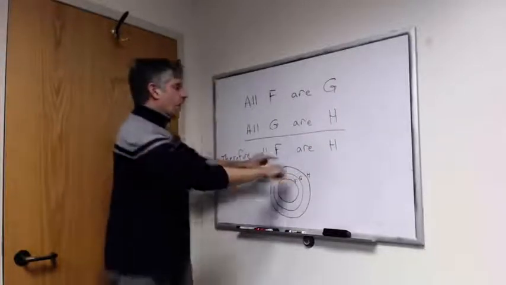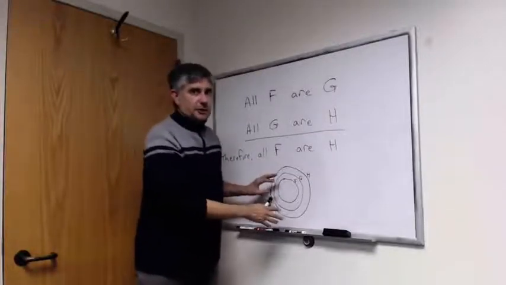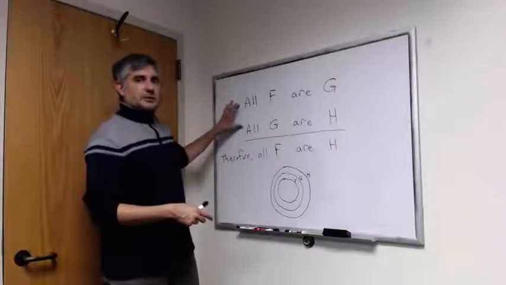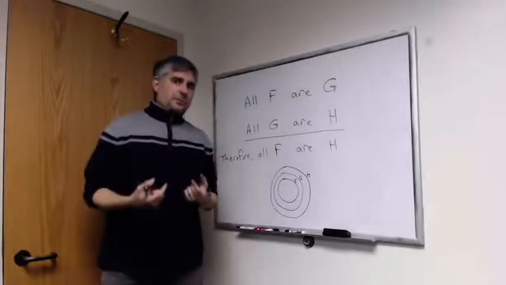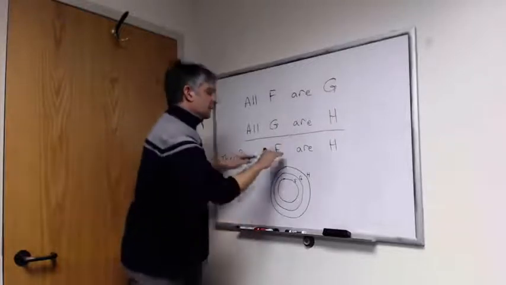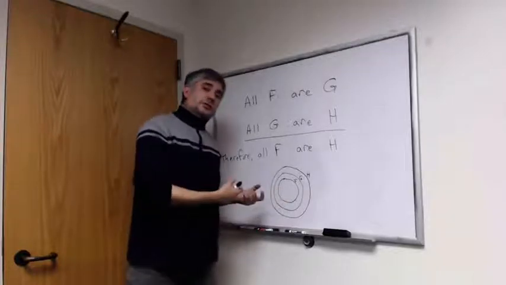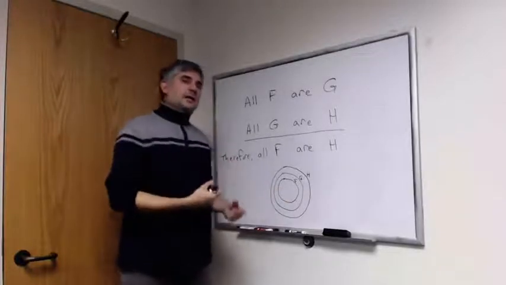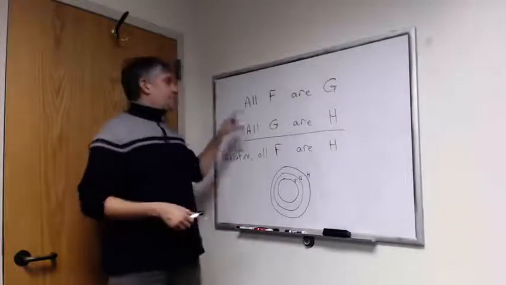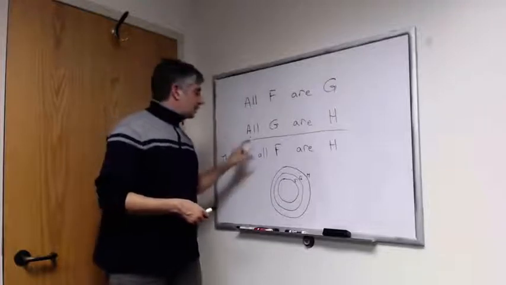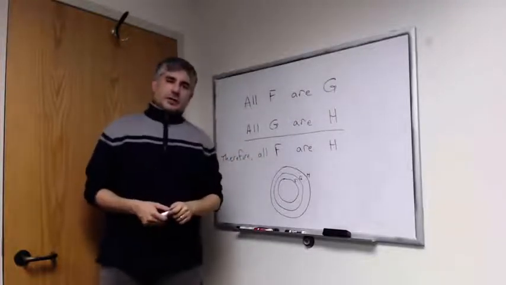And so, when we construct a Venn diagram to represent the information contained in these two premises, that Venn diagram will have to also represent the information contained in the conclusion. And so the Venn diagram shows us that there's no way for the premises to be true and the conclusion to be false. If the premises are both true, then the conclusion is going to have to be true. And the Venn diagram shows us that.